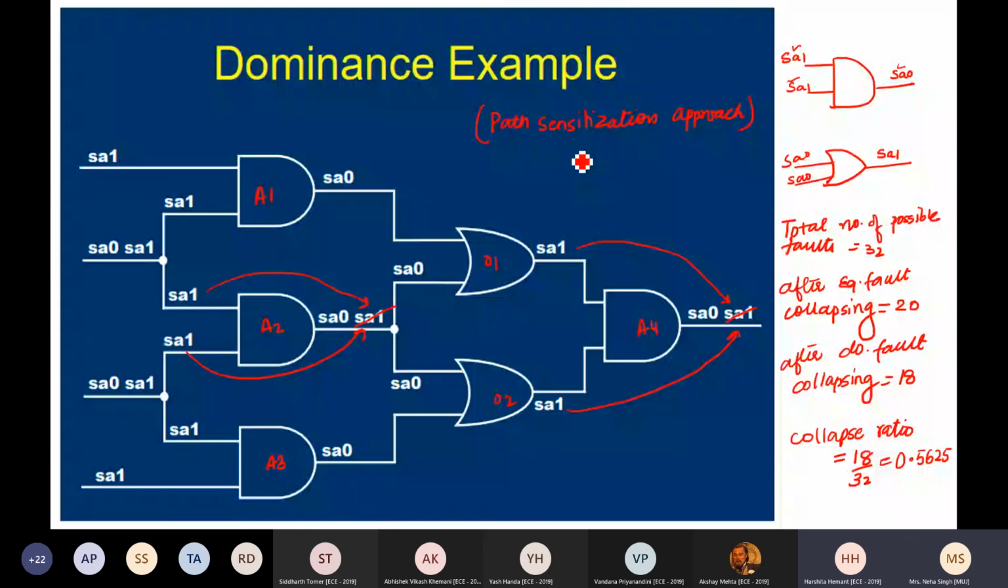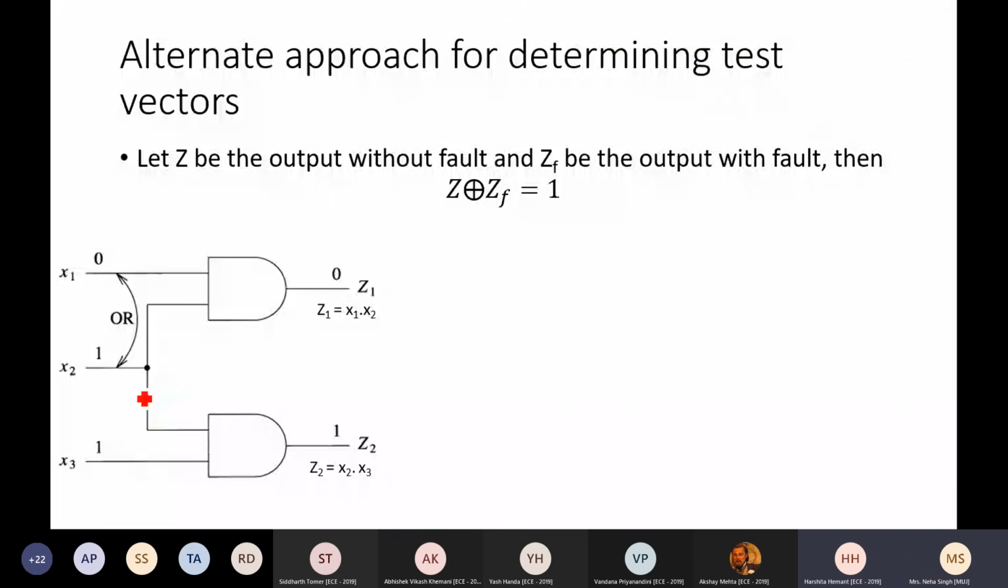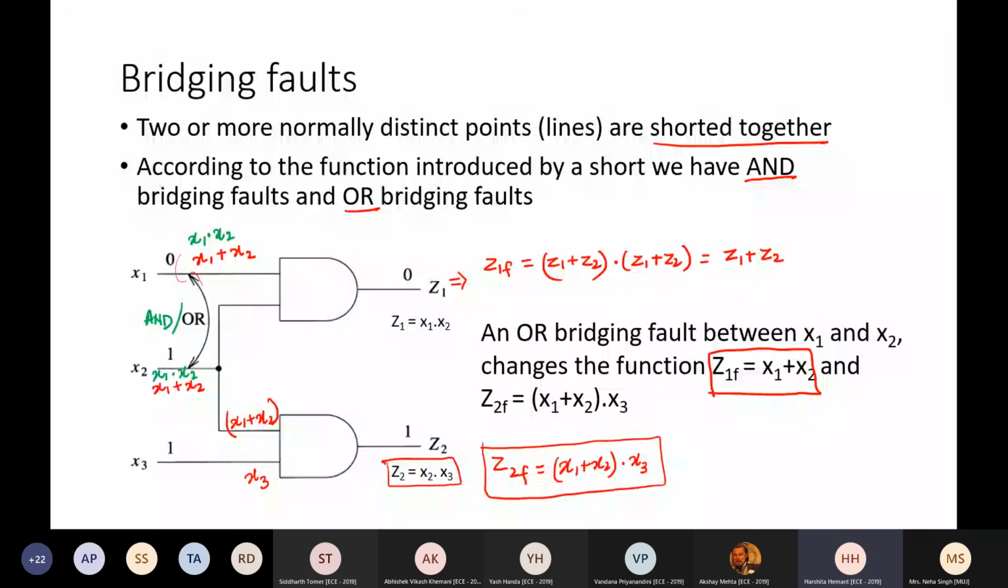To have another approach so that we can find the test patterns for bridging faults as well, we work with the expression of the output. For example, here, the same circuit that we did in this slide. But how do we find the test patterns which will be able to detect these bridging faults? We have just worked out that the expressions of Z1 and Z2 will change due to the bridging fault. But how do we detect those bridging faults? So in that case, we use this approach where this is XOR.